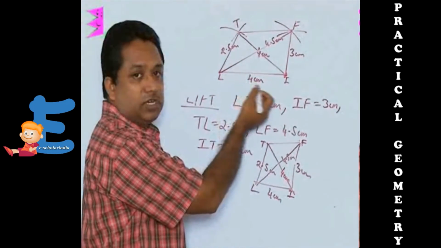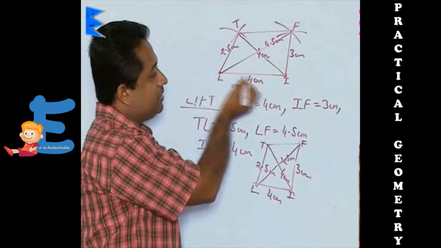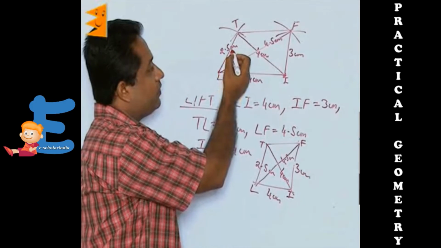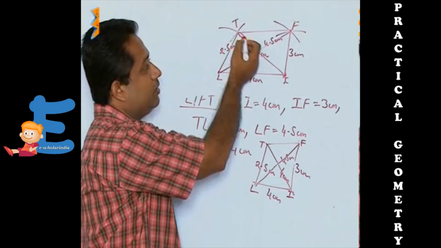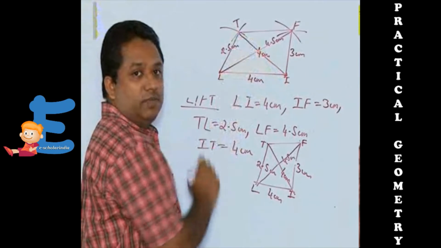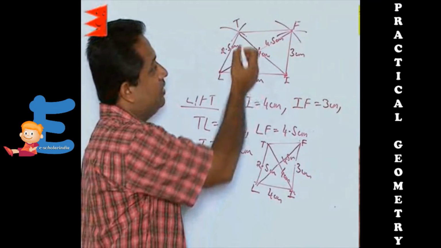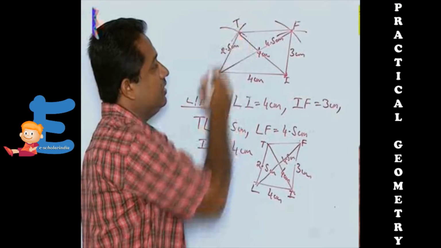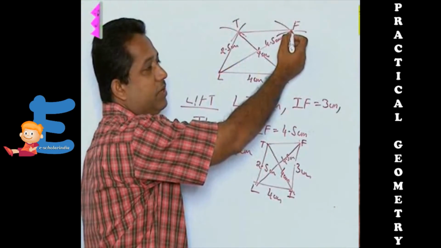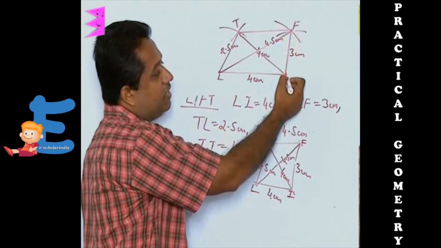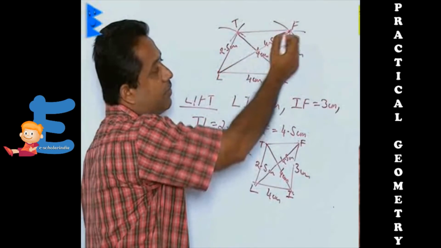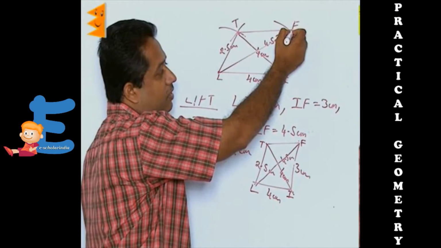So the steps of construction will be: draw the base LI 4 centimeter, taking a radius of 2.5 centimeter from L, cut an arc, and then again from I, take a radius of 4 centimeter and cut the previous arc. So the intersection point will give us T. Repeat the process on this side. From L 4.5 centimeter and from I 3 centimeter. The point of intersection with the help of the compass is going to be F.